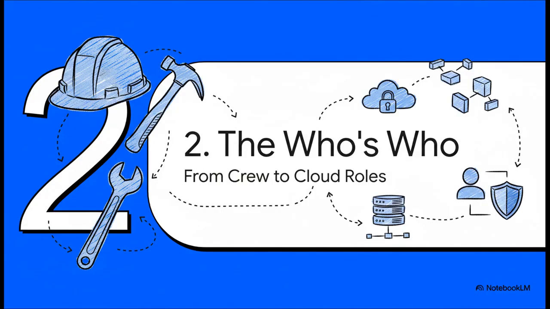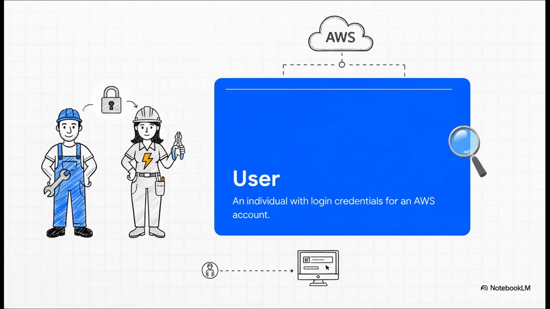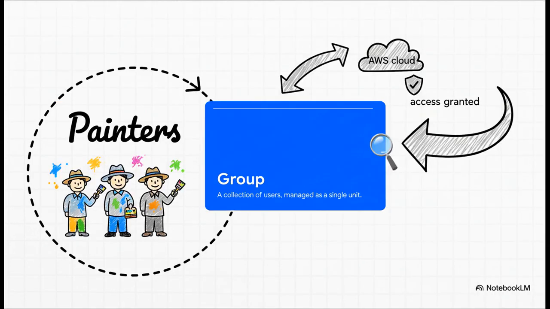Okay, so now let's translate our construction crew into the language of AWS and meet the main characters in the world of IAM. So first up, you've got your user. This is super straightforward. Think of this as John the plumber, or maybe Teresa the electrician. It's a single person, or maybe even a single application that has its own unique username and password to get in the door. Then you've got groups.